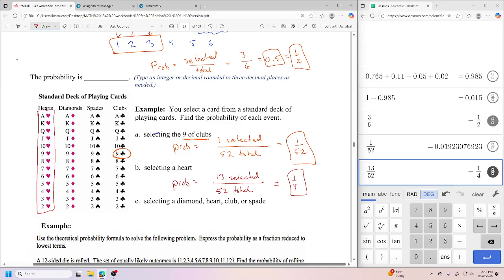Cool? Now this one's a funny one. This is just a joke question. It says select a diamond, heart, club, or spade. Basically, select any card you want. It's anybody. So I have 52 divided by 52, essentially 1, which is 100%, right? 100% of the time, when you pick a card, you'll get a card in your hand. I know it's kind of weird. It's just a funny little joke question they have.